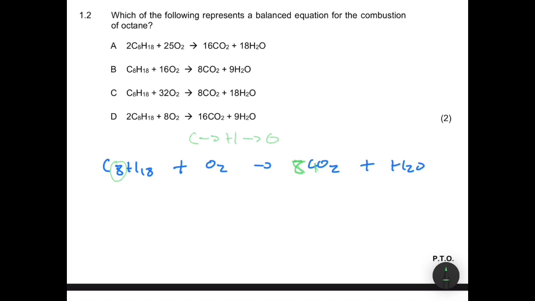Let's go ahead. So for hydrogen, we have 18 atoms, and then on the right hand side, we have only 2. How do we balance that? 18 divided by 2 is 9. So we put a coefficient of 9 here. Now let's move to oxygen. We have 2 atoms of oxygen on the left hand side, and then on the right hand side we have 8 multiplied by 2, that will be 16, right? Plus 9 oxygens, right? So we have 16 plus 9, which is 25, right?